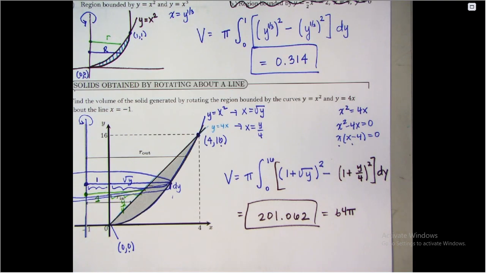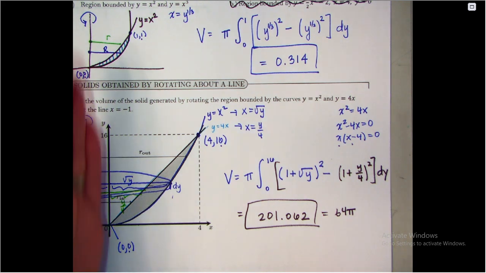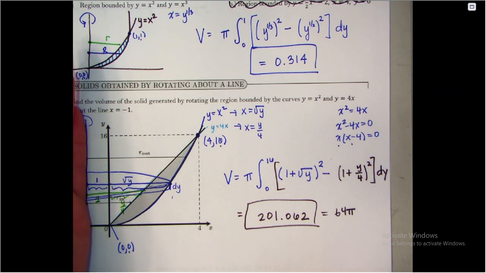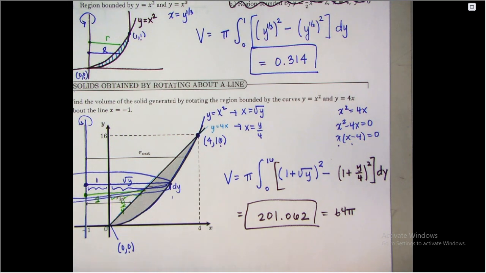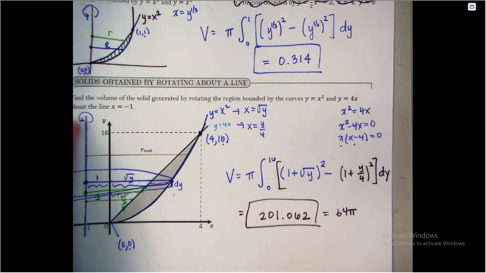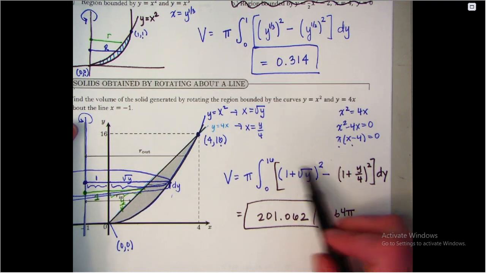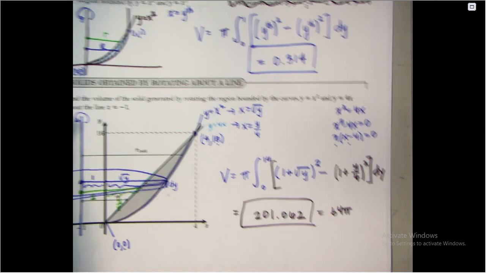I did one more, and it's very similar to this, but this time we're going to move our axis of rotation closer. So here, I had moved further away from the shape. So in the next one, we're going to move closer to the shape. And so it's going to be a little bit different in how I set up my R values.